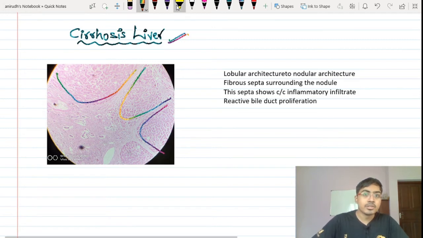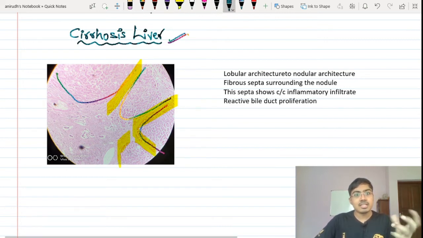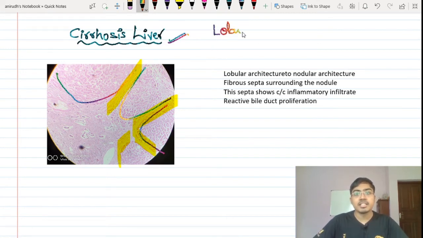Right, so these are your nodules, and whatever I am highlighting is the septae that are separating the nodules here. So first of all, understand the very basic feature in cirrhosis. You have a lobular architecture in the liver. We are aware of that. We have lobule, hepatic lobules were there. Now that becomes nodule.